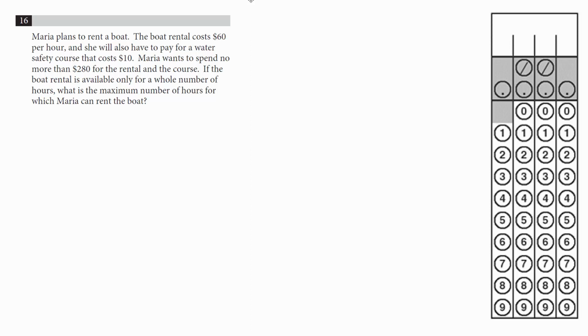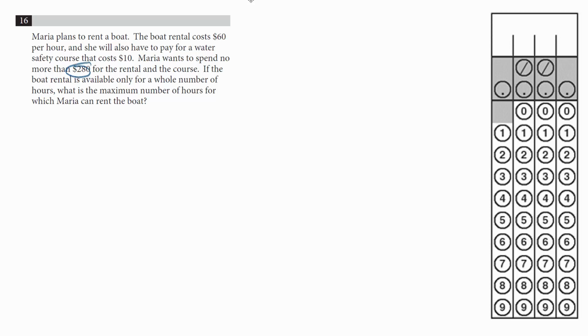Maria plans to rent a boat. The boat rental costs $60 per hour, and she will also have to pay for a water safety course that costs $10. Maria wants to spend no more than $280 for the rental and the course. If the boat rental is available for only a whole number of hours, what is the maximum number of hours for which Maria can rent the boat? So this is going to require us to write an equation and then solve for the total time.